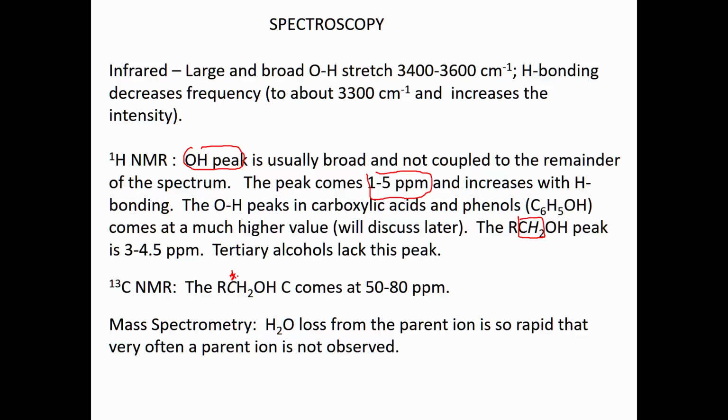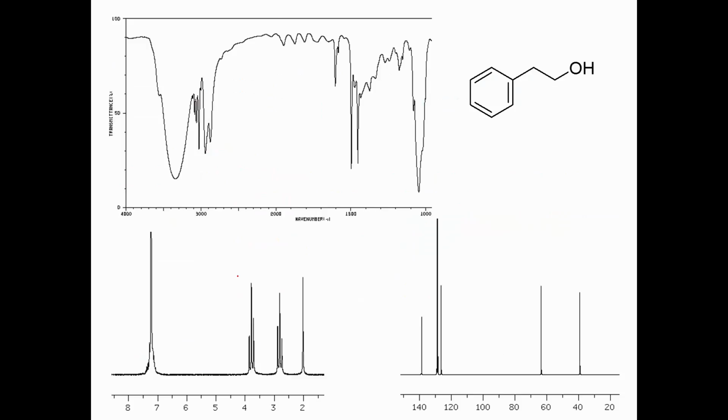We see this peak come at 50 to 80 ppm. In mass spectrometry, alcohols are kind of difficult in a lot of cases because the water loss from an alcohol is often so quick that sometimes you don't see apparent ions. So special techniques usually have to be used to observe the parent ion in the mass spectrum of an alcohol. All right. Okay, so let's just look at the spectrum of an alcohol, and then in the next case we're going to do an unknown.